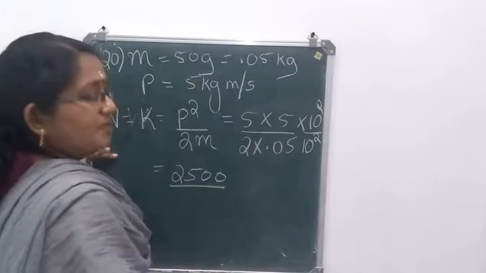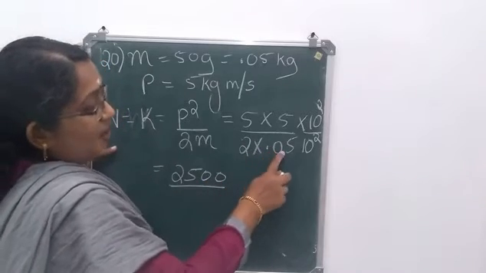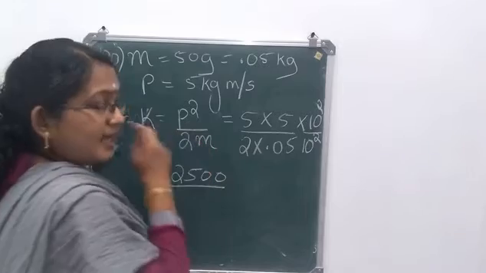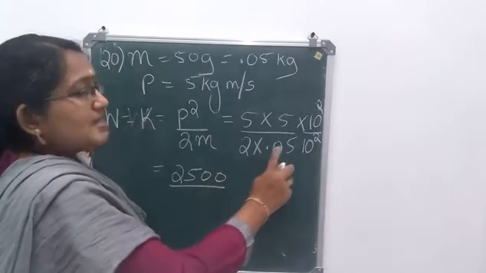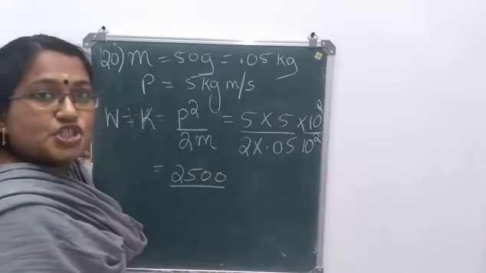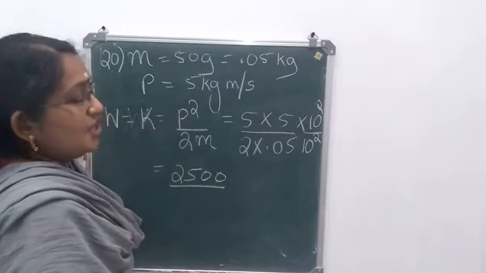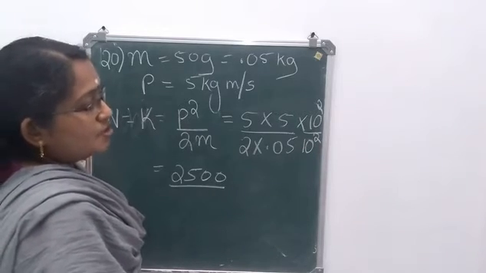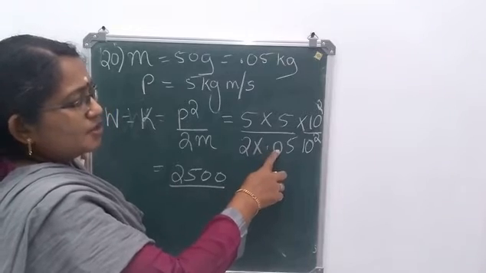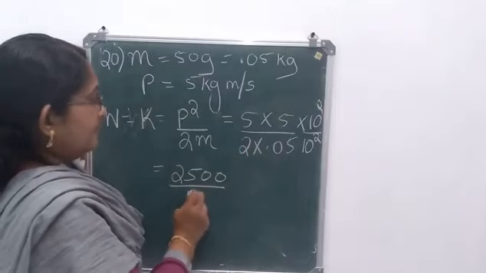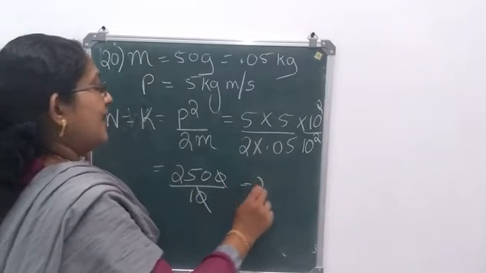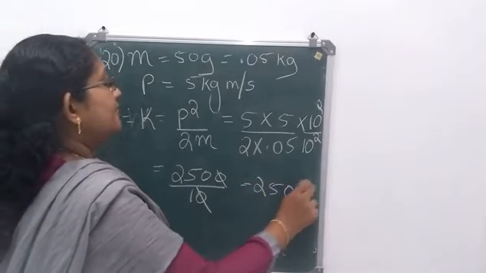So 2500. Then 0.05 into 10 raised to 2 becomes 5. 10 raised to 2 is 100, that means the decimal point will shift 2 places towards the right. So 0.05 into 100 is 5. 2 into 5 is 10. So the answer is 250 joule.